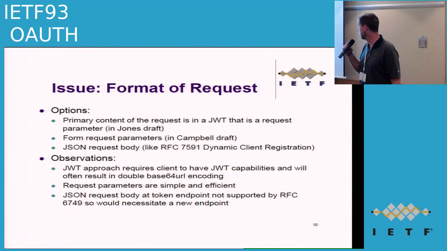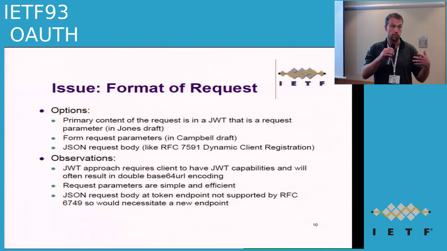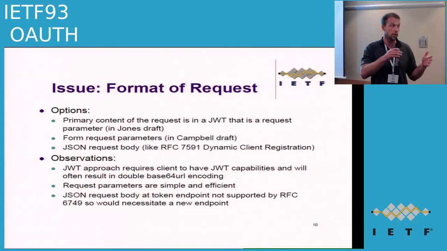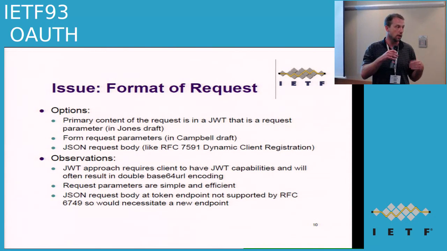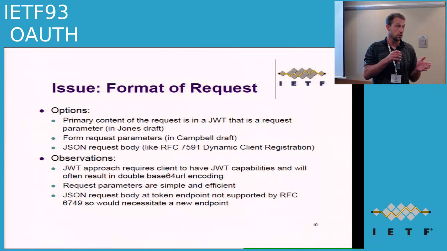There are three different options here. One is the content of the request rolled up into a JWT that is itself a request parameter. Another is just using straight form parameters that you'd normally see at the token endpoint, or possibly doing a full-on JSON request in the body, which, like dynamic client registration, would really demand a new endpoint. What I think I'm hearing from the room is that we're converging on form request parameters. If you're going to do a hum, I'll go on that. Do you want to do a hum anyway? Yeah, I think so.